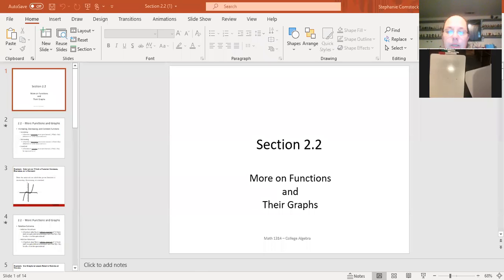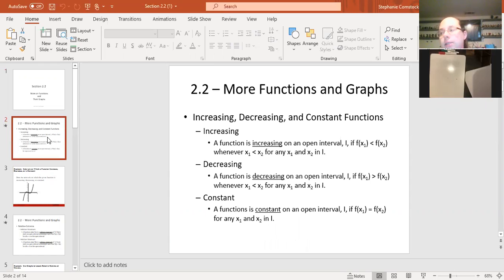Okay, so we're going to talk about section 2.2, which is an extension of 2.1. We're going to talk some more about functions and their graphs and information that we can get from a function or a graph. So the first thing that we're going to talk about is increasing, decreasing, and constant.